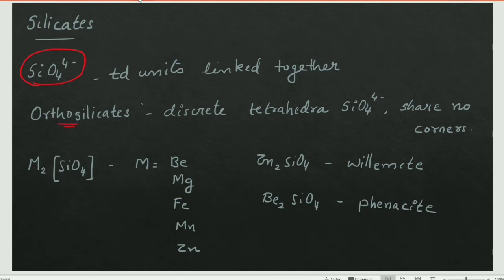So the basic unit is SiO4 4-, and they don't share any corners of the SiO4 4- tetrahedra. The example is M2SiO4, where M is any metal: beryllium, magnesium, iron, manganese, zinc. Orthosilicates are discrete tetrahedra units which do not share any corners. Zn2SiO4 is willemite and Be2SiO4 is phenacite.